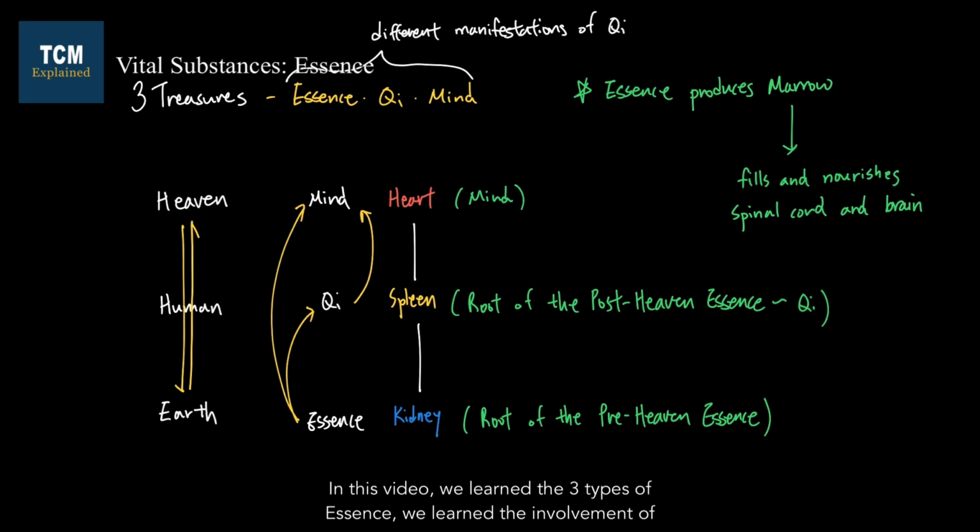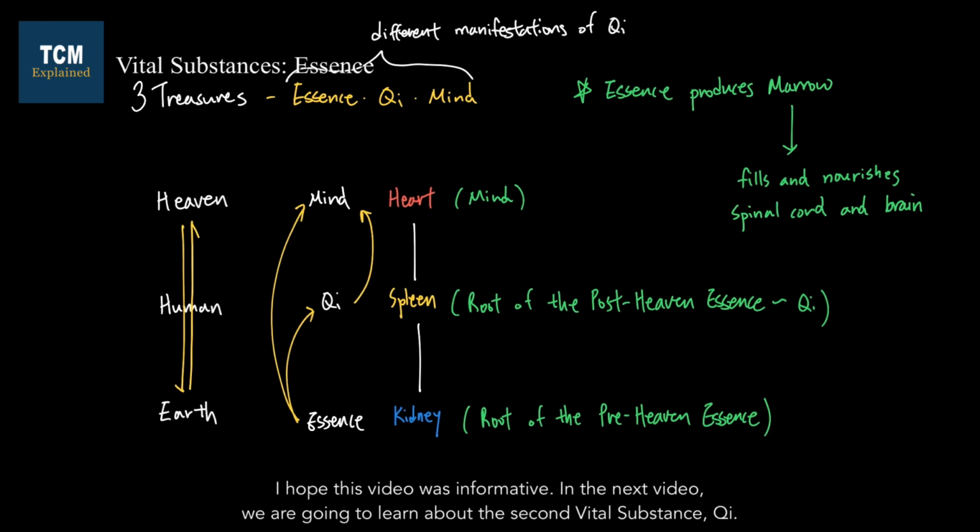In this video, we learned the 3 types of essence. We learned the involvement of kidney essence in different stages of life, and the relationship of essence, qi, and mind, the 3 treasures. I hope this video was informative. In the next video, we are going to learn about the second vital substance, qi.